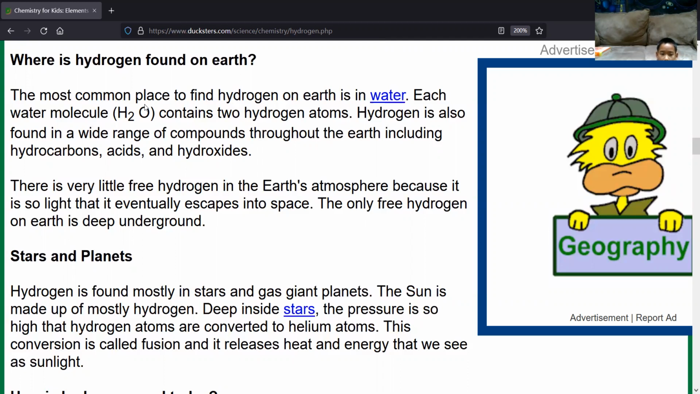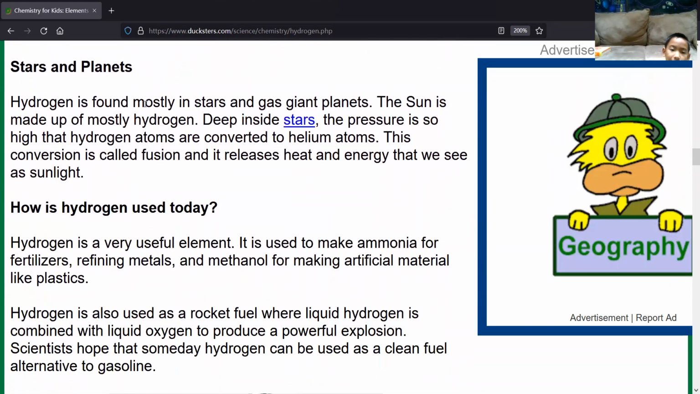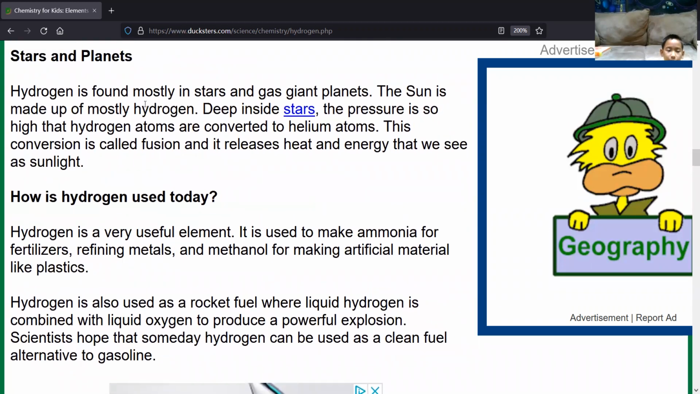Stars and planets. Hydrogen is found mostly in stars and the gas giant planets. The sun is made up of mostly hydrogen. Deep inside the stars, the pressure is so hot that hydrogen atoms convert to helium atoms. This conversion is called fusion, and it releases heat and energy that we see as sunlight.